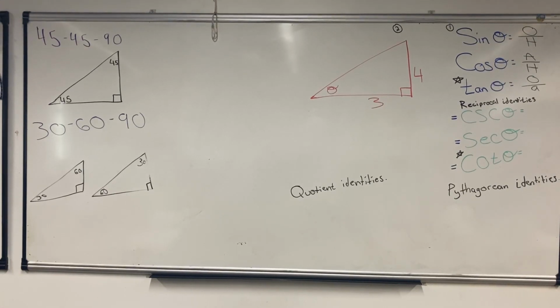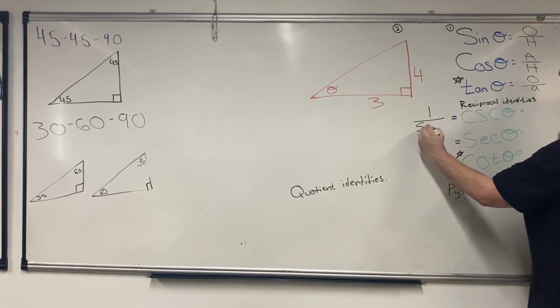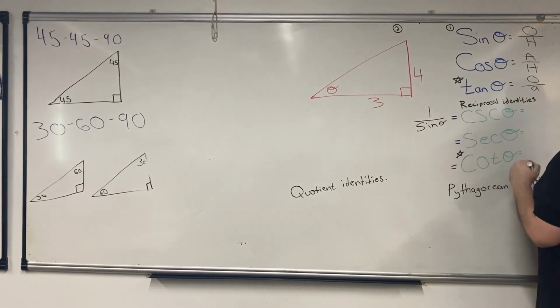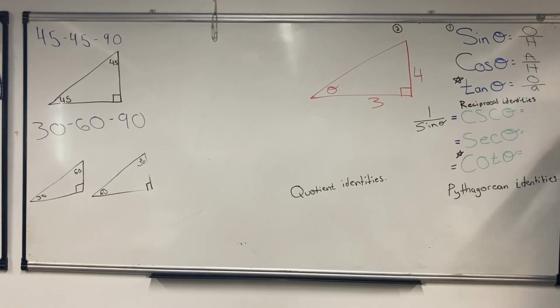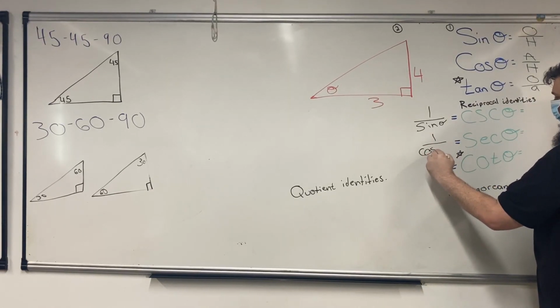Has anybody ever seen cosecant before? Yeah. Perfect. So I wrote these so that they're in an associated fashion. Sine and cosecant go together. Cosine and secant go together. Tangent and cotangent go together. Cosecant is just equal to 1 over sine theta, which then, well, let's do that in just a minute. This is 1 over cosine theta.